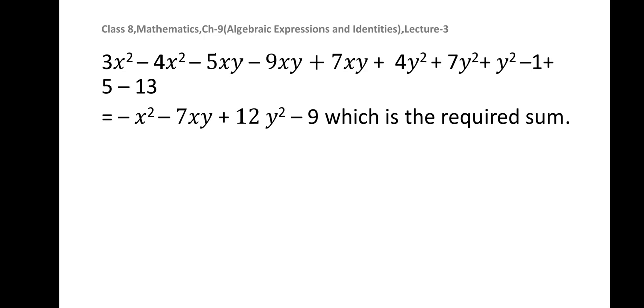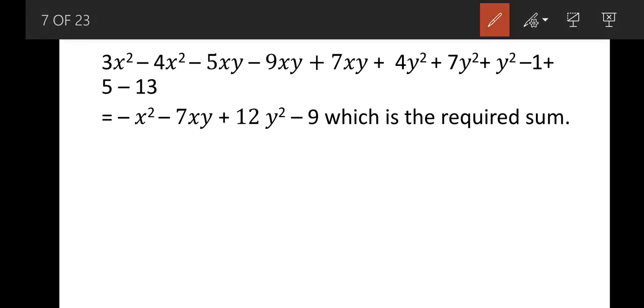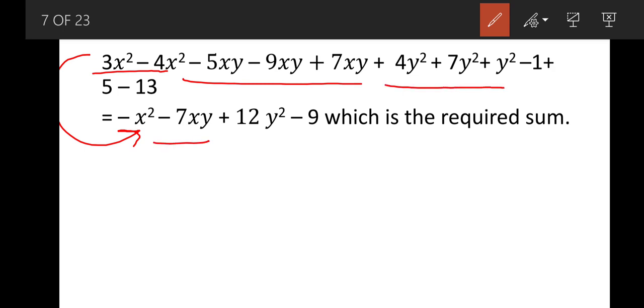So in all the three expressions, I have seen that these are the like terms to be written together. These two are like terms. After solving, I will be getting minus x square. These three are like terms. After solving, I will be getting minus 7xy. These three are like terms. Then after solving, the sum of these three like terms will be 12y square. And minus 1, 5 and minus 13, these are like terms. After solving, I will be getting minus 9. So the required sum will be minus x square minus 7xy plus 12y square minus 9, which is our required sum. This is your horizontal method.